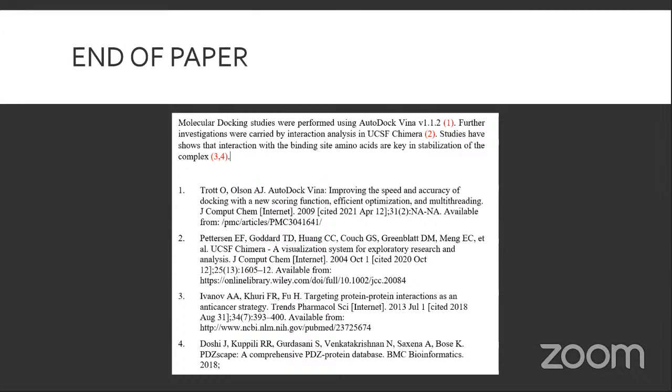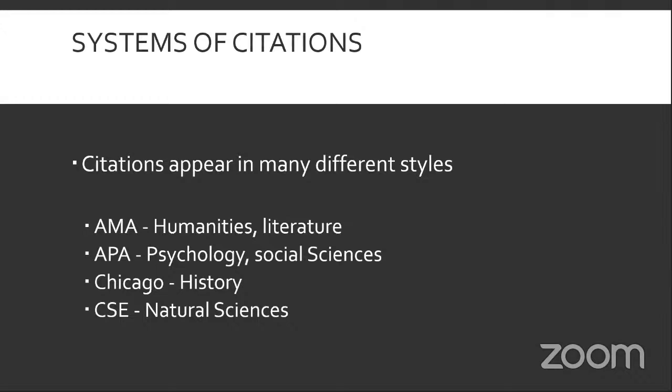Now, in each one of these, you might have seen that there can be different types of styles as well. There are many established systems of citation, devised or popularized by different institutes and groups. For example, some of the common styles include AMS style, APS style, Chicago style, CSE style. We'll see examples of these. The AMS style was basically described for work done in fields like humanities or literature or others.